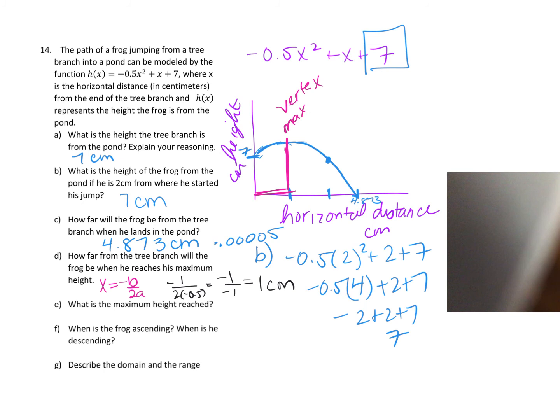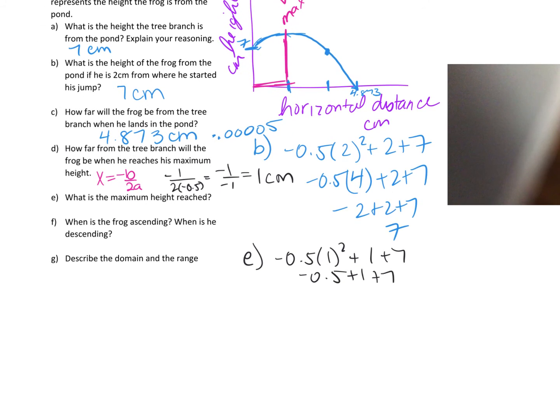What is the maximum height reached? We have to plug that in. Negative 0.5 times 1 squared plus 1 plus 7. Negative 0.5 plus 1 plus 7. 0.5 plus 7 is 7.5 centimeters. So his maximum height is 7.5 centimeters.